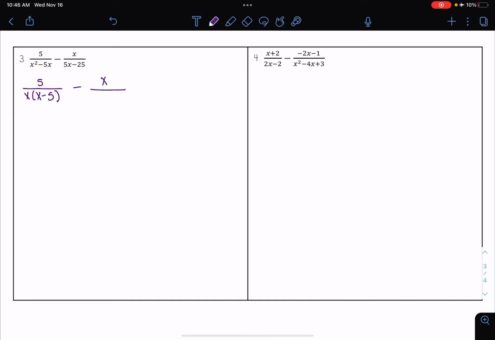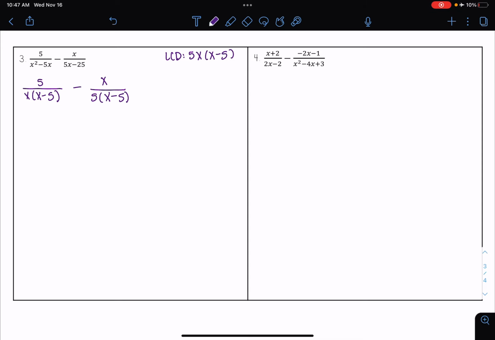The next one, I have a GCF of 5, and so I see I have 5 times x minus 5. And so that means that my least common denominator here is going to be all those factors that they share and are different multiplied together. So I have a 5, I have an x, and they share the factor x minus 5. They're both just to the power of 1. So that means that my LCD is just 5x times x minus 5.